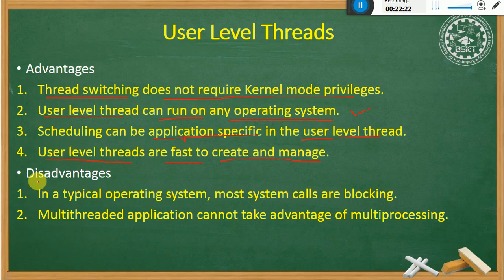Disadvantages of user level threads: in a typical operating system, most system calls are blocked. In a typical operating system, user threads are blocked due to the permissions. Next, a multi-threaded application cannot take advantage of multiprocessing. So what is this? Because it is application oriented scheduling, the multi-threading approach of user thread cannot have the advantage of fast execution or multi-programming execution. So these are some advantages and disadvantages of user level thread.